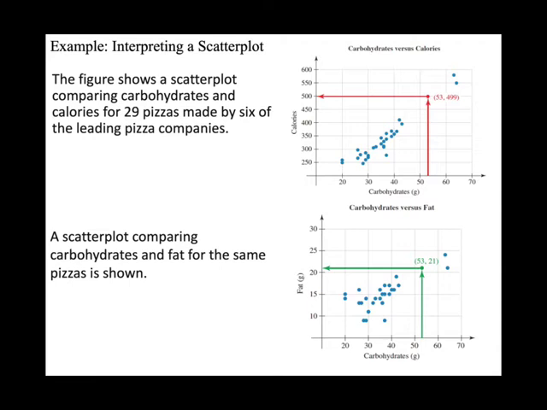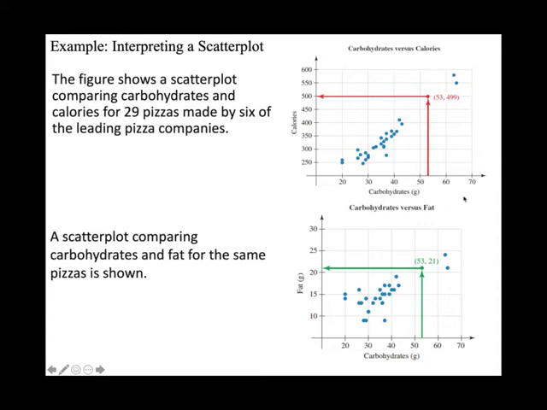Okay, look at this example. The figure shows a scatterplot comparing carbohydrates and calories for 29 pieces of pizza made by 6 of the leading pizza companies. So we do have the scatterplot here, and this is related to the carbohydrates and the calories. For example, if you have a pizza with about 20 grams of carbohydrates, that means this pizza will be 250 calories. And remember, we learned this in Section 6.1.